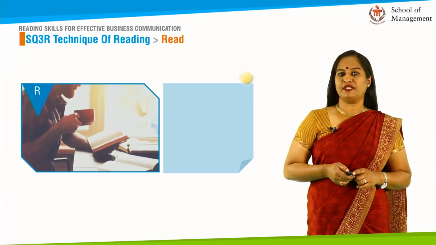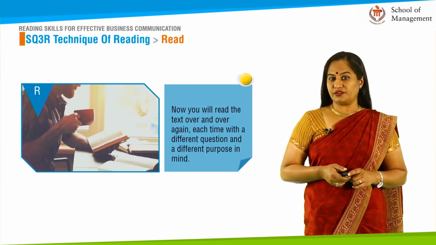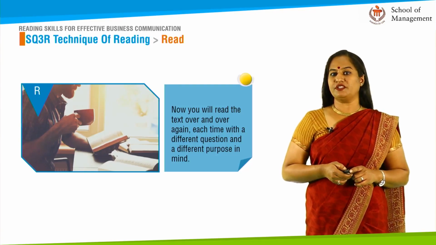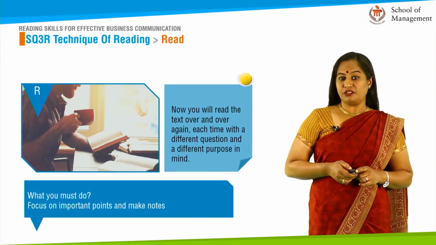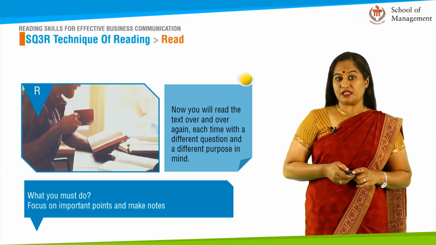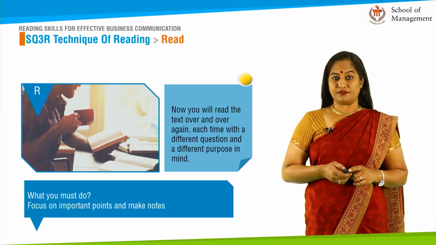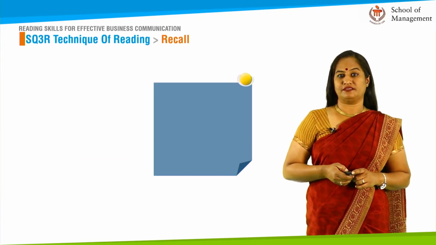Step 3. Read. Now you will read the text over and over again, each time with a different question and a different purpose in mind. Now you need to focus on the most important points and make notes. This is assuming you have bought the text after the first 2 steps and you have started your reading process.